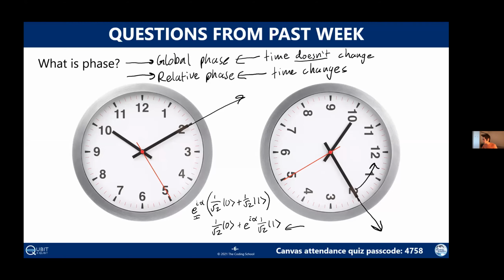So let me quickly go to the questions just to see. Okay, so could I graphically show how global and relative phases work? Yes. We will get to that when we start talking about the Bloch sphere, because there is a visual way of seeing it. Absolutely.